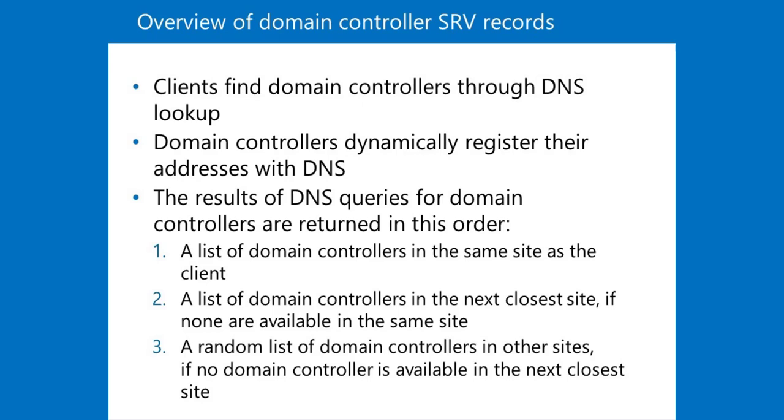Sites and SRV records. A client uses sites when it needs to contact a domain controller. It starts by looking up SRV records in DNS. The response to the DNS query includes a list of the domain controllers in the same site as the client, a list of the domain controllers from the next closest site that does not include an RODC, if no domain controllers were available in the same site and the try next closest site group policy setting is enabled, a random list of available domain controllers in the domain, if there is no domain controller in the next closest site.